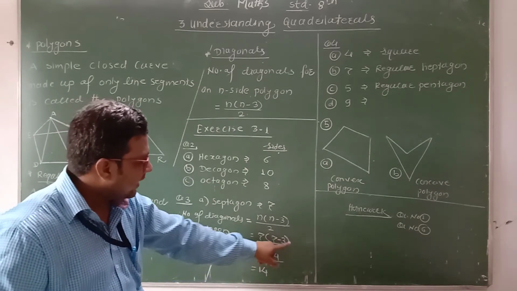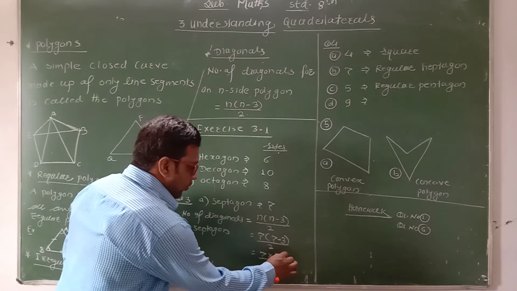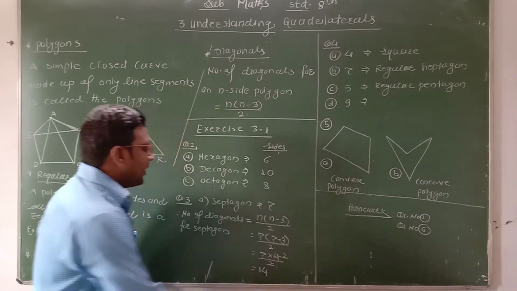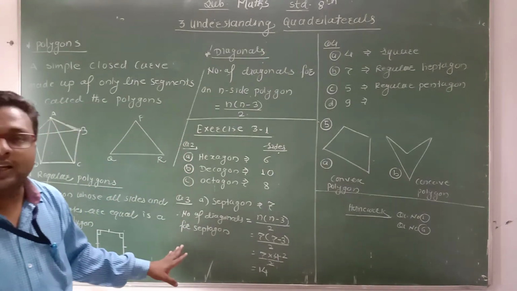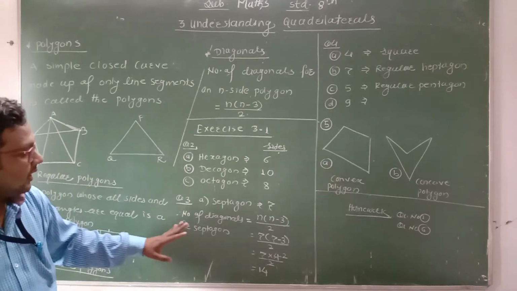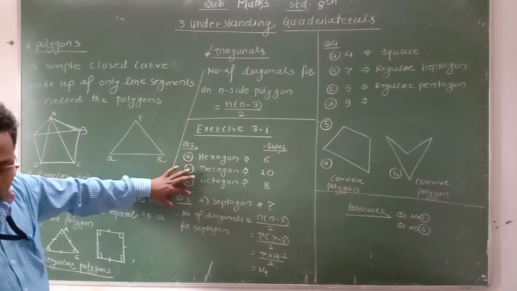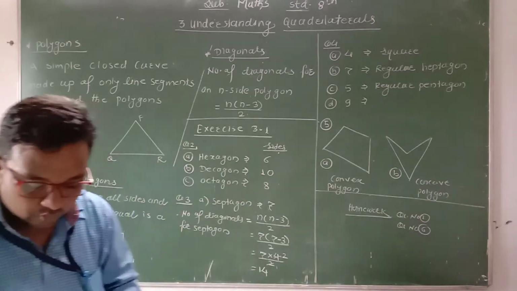7 into 7 minus 3, that is 4, divided by 2. That is, 2 ones are 2, 2 twos are 4, 7 twos are 14. It means in a septagon we can draw 14 diagonals. Okay. In this way you have to complete the B and C examples of question number 3. Let's see question number 4.